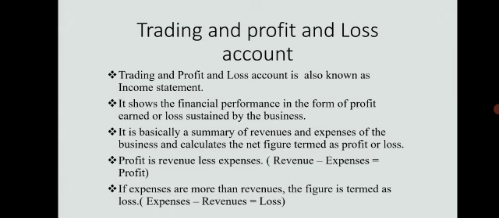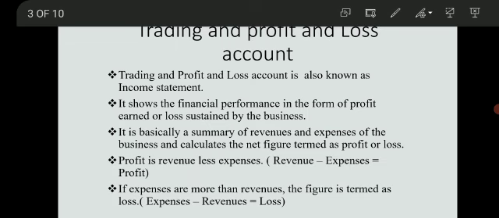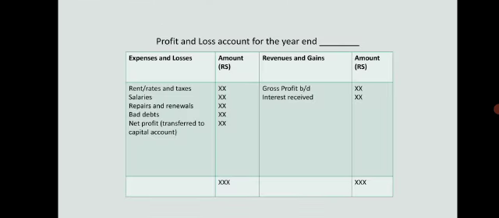We'll revise quickly. The trading and profit and loss account, we also call it the income statement, right? It shows the financial performance. It is a summary of all revenues and expenses. We call it a profit when your revenues are more and expenses are less. So how do we calculate the profit? Revenues minus expenses is equal to profit. In case of loss, we do it in reverse: expenses minus revenues is equal to loss, right?